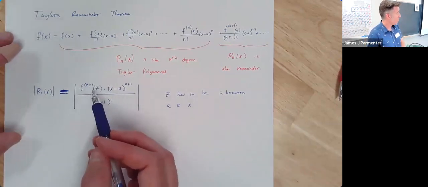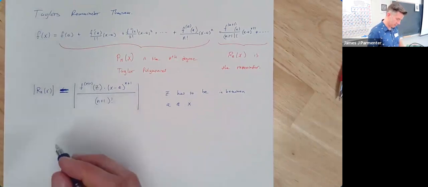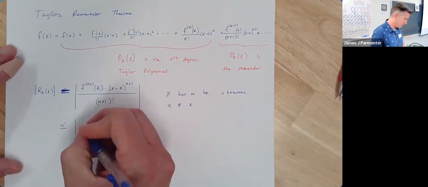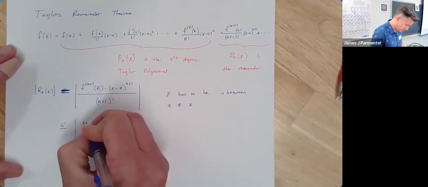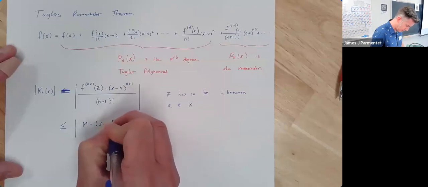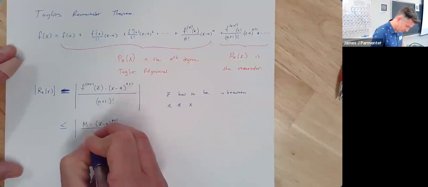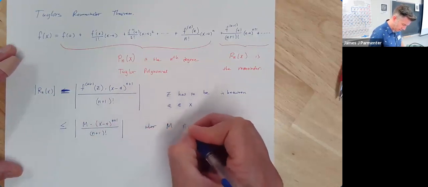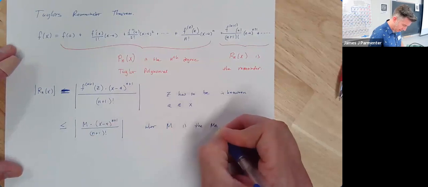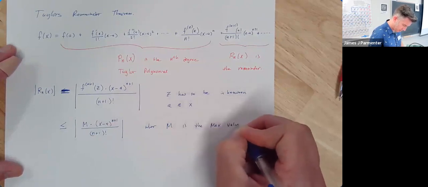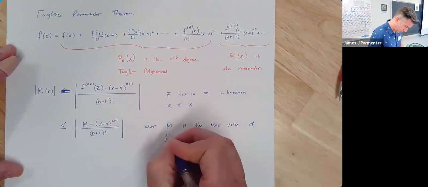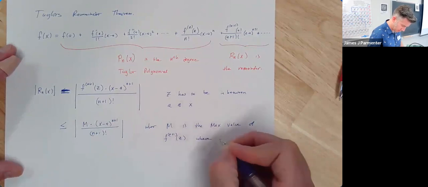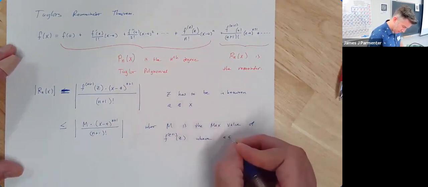But then what we do is we say, since we never know what this nth derivative at z is actually going to equal, we're going to find an upper bound for it. So we're going to say that this is less than or equal to, people often use the letter capital M here, M times x minus a to the n plus 1 over n plus 1 factorial, where capital M is the maximum value of that n plus 1 derivative, where z still has to be between a and x.